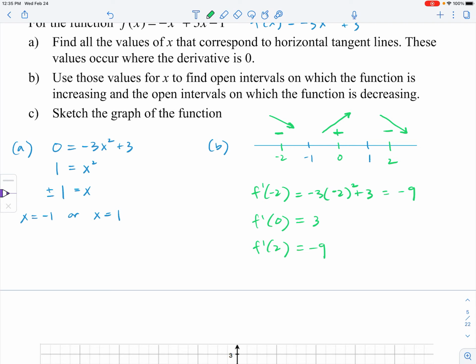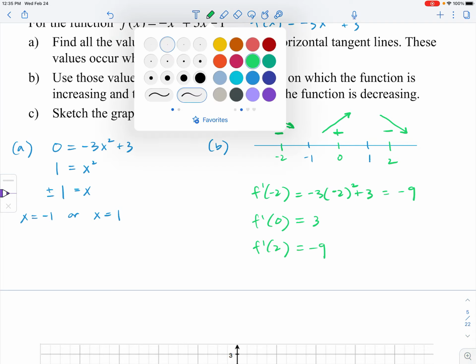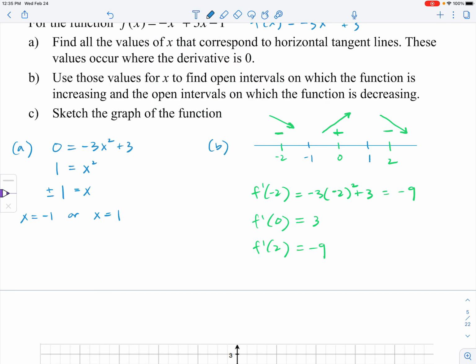This is helpful for us to figure out what the graph of f looks like. So first, let me finish answering part B. I'll switch back to blue here. So the intervals in which the function is increasing.